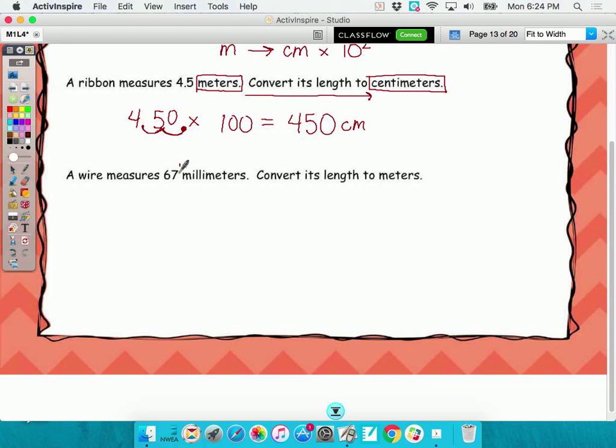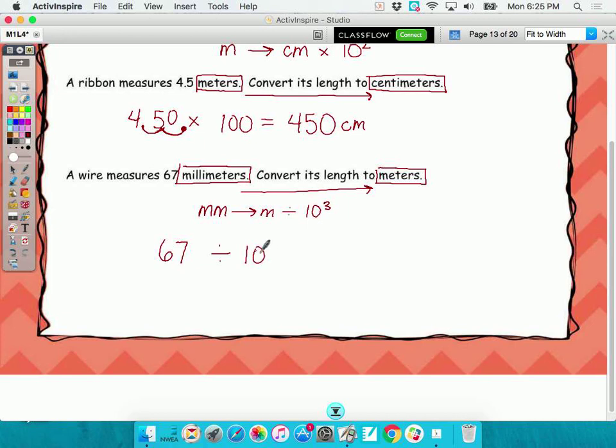Okay, let's take a look at this one. Now, we're going to highlight millimeters, draw an arrow, to meters. We're renaming from millimeters to meters. So, look back at your chart. Millimeters to meters. I will divide by 10 to the third power. Okay, so 67 millimeters divided by what number is 10 to the third?